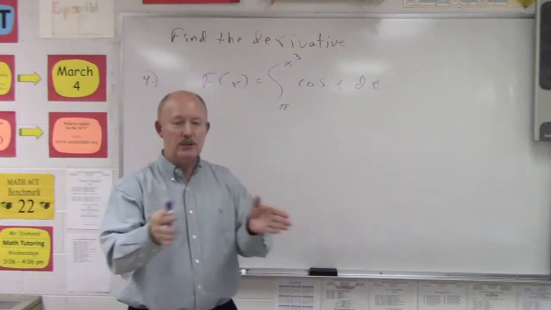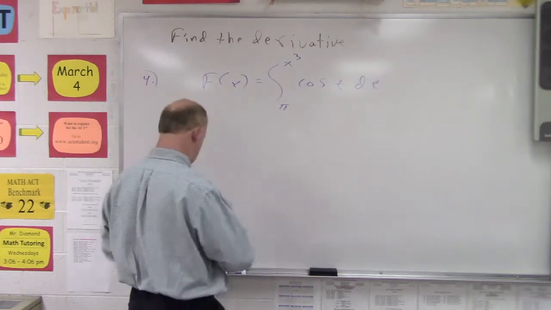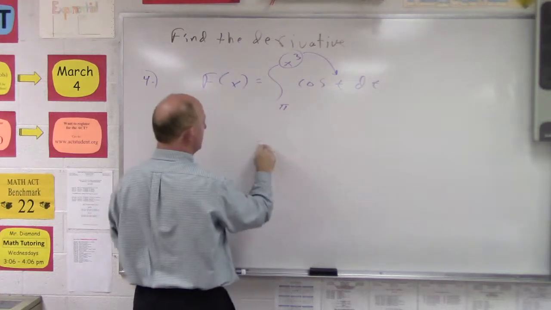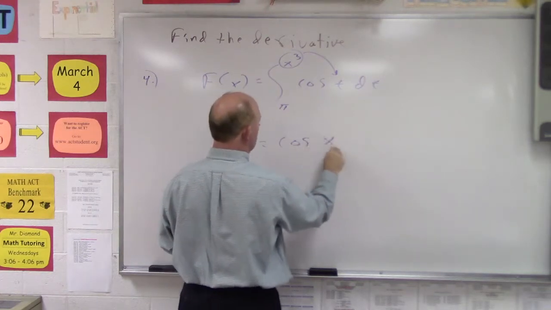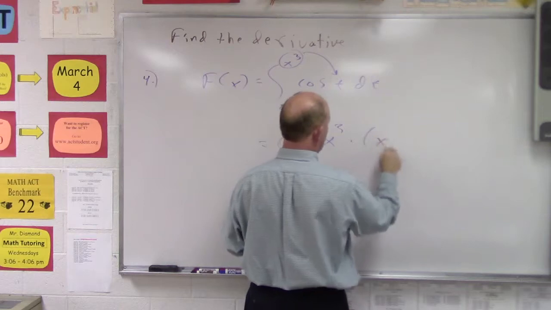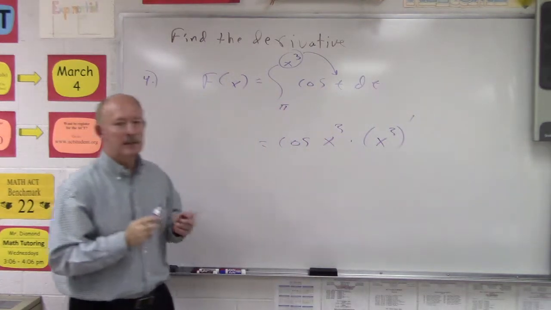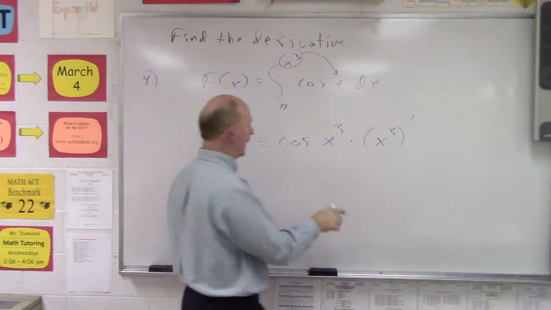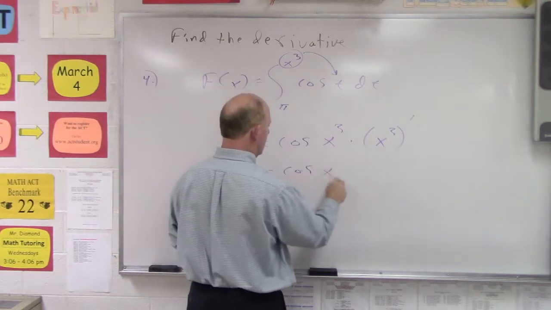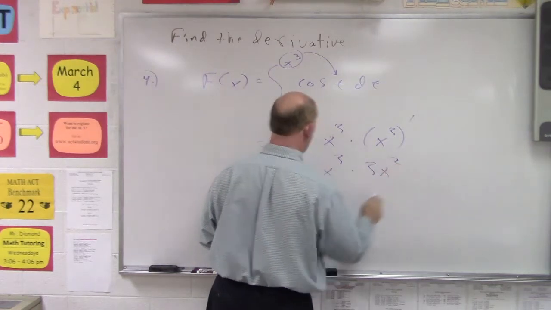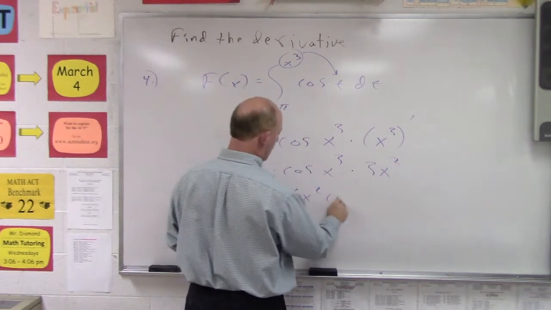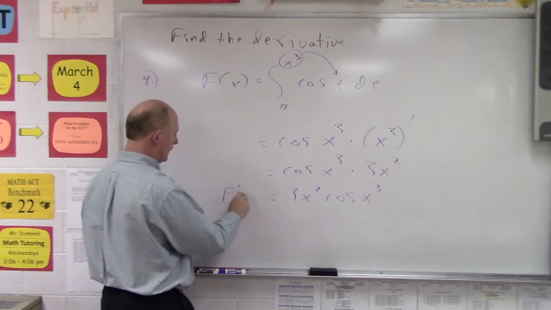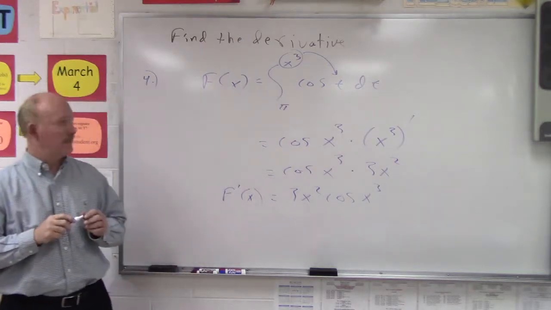Now remember that you're actually using the chain rule. All we have to do is take our upper bound, substitute it in for t, and we end up with cosine of x to the 3rd power times the derivative of x cubed. Remember, to take the derivative, you bring the 3 down and subtract 1 from the exponent. This will be cosine x cubed times 3x squared, or 3x squared times cosine of x to the 3rd power. So this is our derivative.